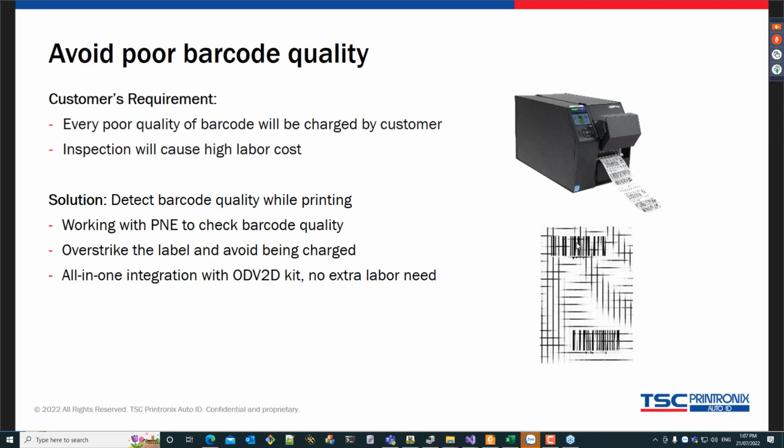As you can see on the right-hand side, the barcode is struck out, so it cannot be read anymore. And it can avoid us pasting the barcode on the box and shipping it to the customer. And it is an all-in-one solution, so we don't need extra label stock or extra equipment.